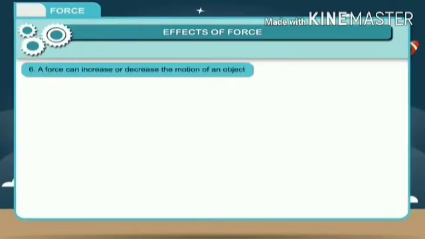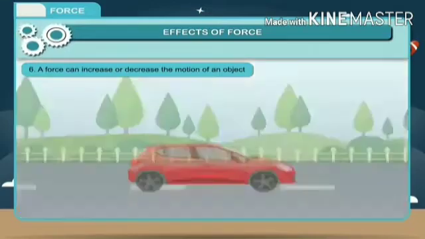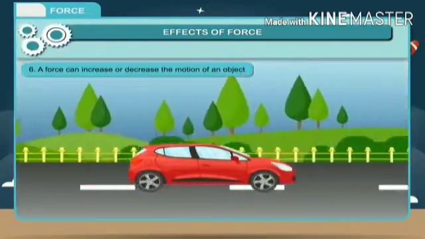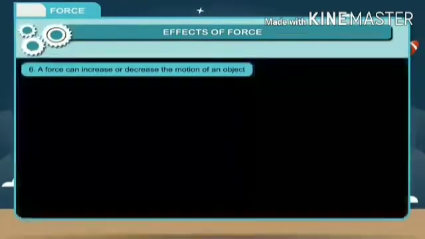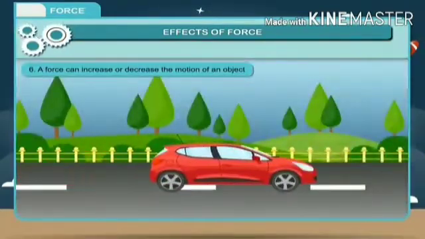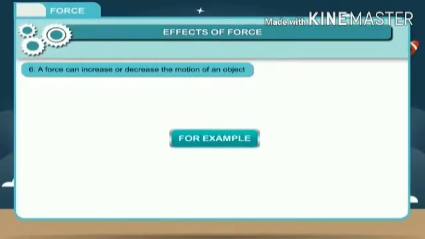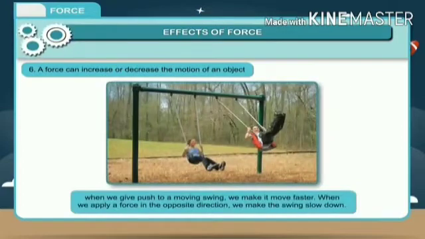6. A force can increase or decrease the motion of an object. When a force is applied on a moving body, it can bring about a change in the speed of the moving body depending upon the direction in which the force is applied. For example, when we give a push to a moving swing, we make it move faster. When we apply a force in the opposite direction, we make the swing slow down.